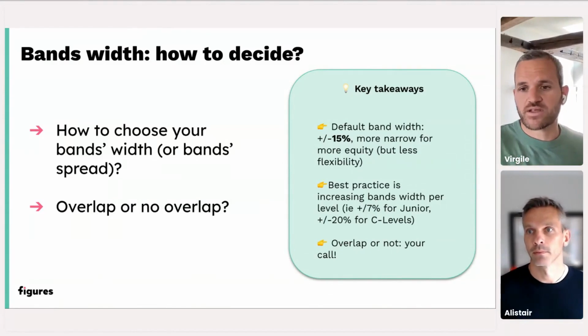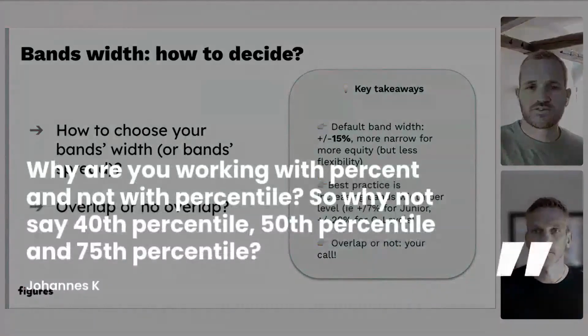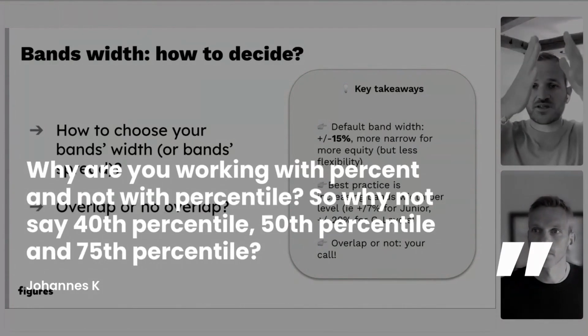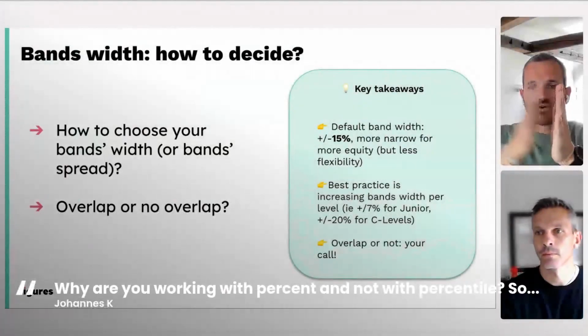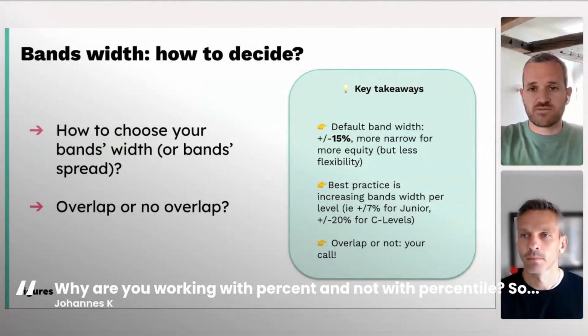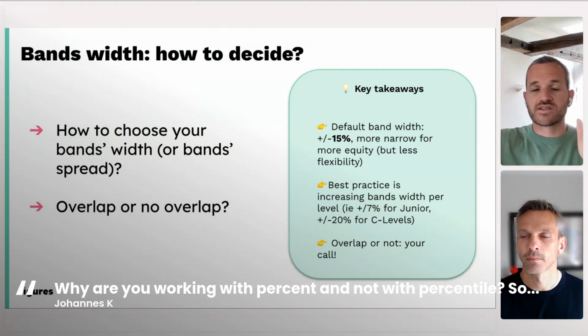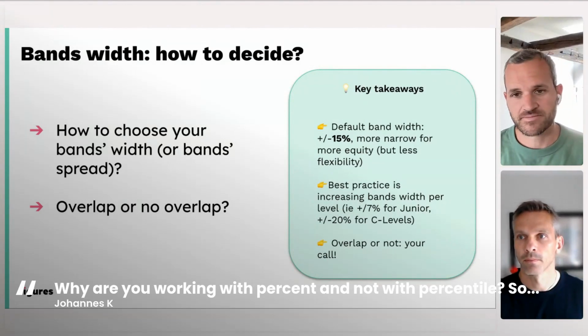And one question about that, right? Before we move on, I have to take Johannes' question, because it's quite interesting, and it might be a bit of a tricky and technical question for some people. Why are you working with plus or minus a percentage? We're saying we take a midpoint and then we go X%, like 10% above and below that midpoint. And Johannes is asking, why don't you define bands so that the beginning of your band is the 40th percentile, the middle of your band the 50th, and the top of your band the 60th?